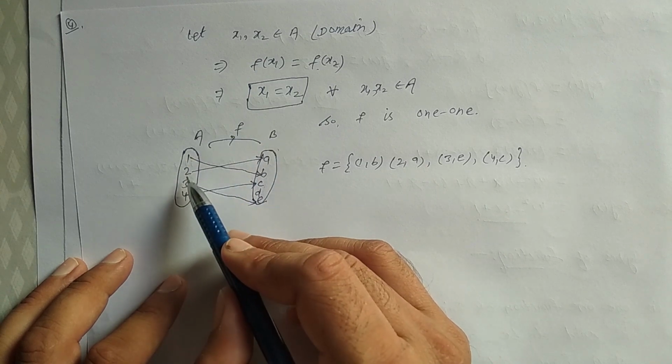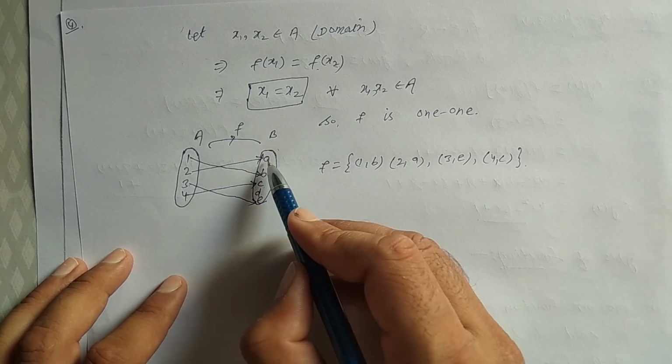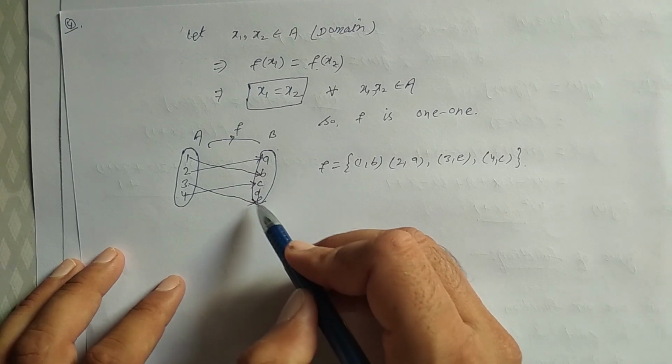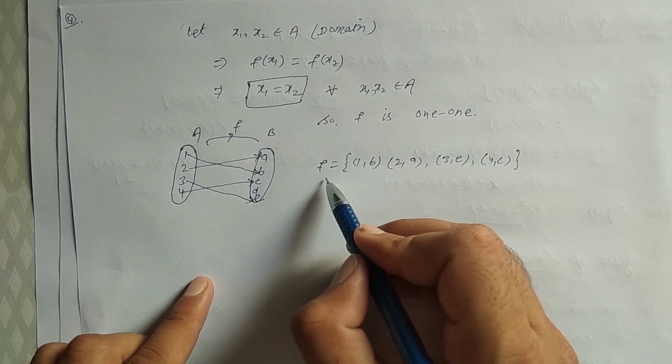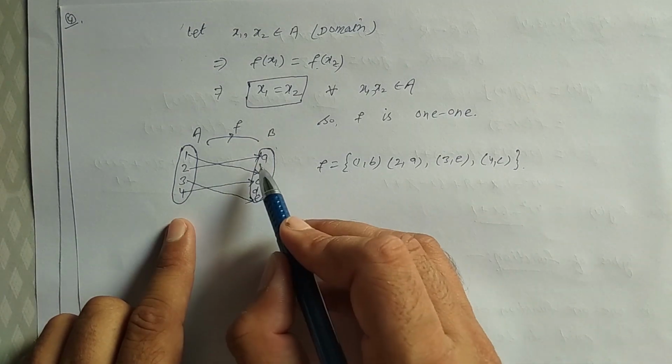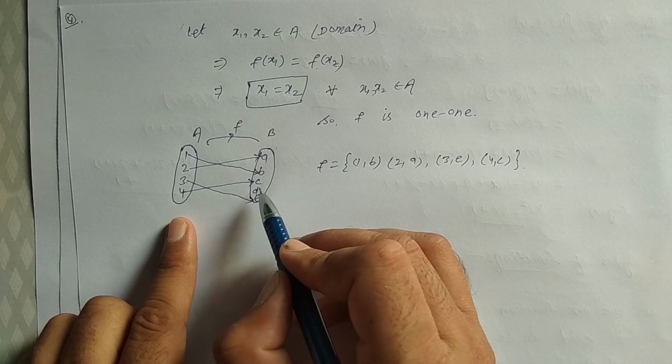Arrow diagram: set A and set B. Elements of set A are 1, 2, 3, 4 and elements of set B are A, B, C, D, E. Arrow diagram, F is equal to the ordered pairs: F is equal to {(1, B), (2, A), (3, E), (4, C)}.